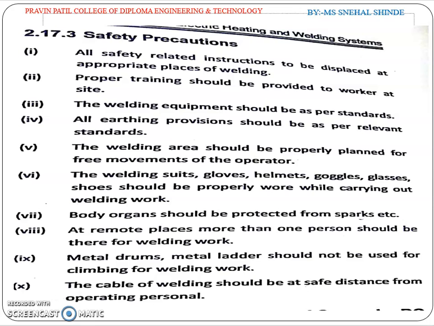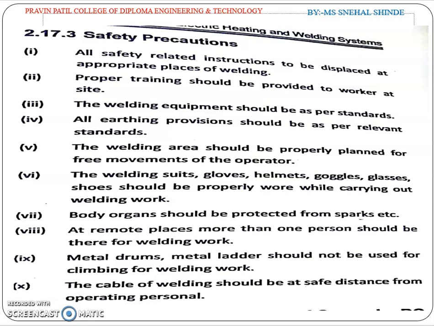And the last safety point is that the welding cable should be at a safe distance from the operating person. Otherwise there are chances of a fault, shock, or some spark. So the cable where the welding is performed should be at a far distance from the operating person. So these are all the safety precautions to be taken while performing the welding work. This will help the operator or any person related to it for his own safety.